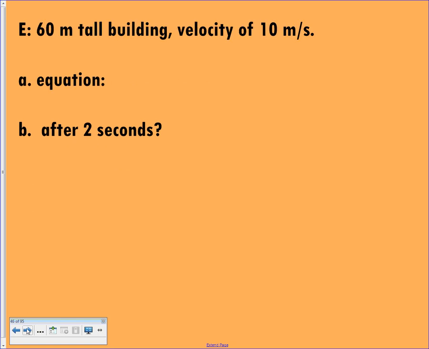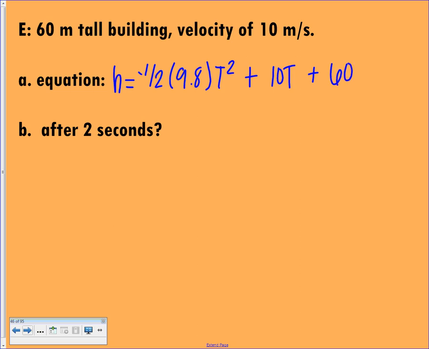All right, let's try example E. This time John is on top of a 60-meter tall building and he throws a ball into the air at a velocity of 10 meters per second. Write the equation. Again, same equation: h equals -1/2 is just part of it. Then the g comes next. G in meters, gravity is 9.8, good job. And then t squared, plus v sub 0, your initial velocity, which they said is 10, t, plus my initial height. A 60-meter tall building will be my initial height, so plus 60.